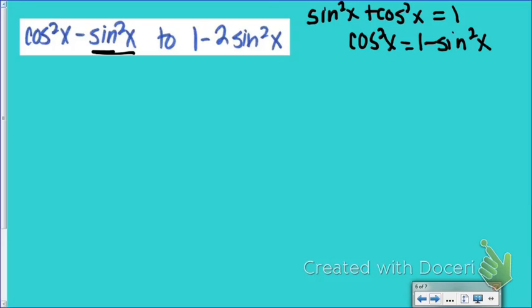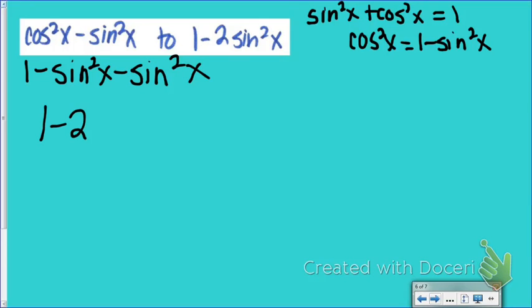So I'm going to replace that cosine squared with 1 minus sine squared. And then I still have the original minus sine squared. And now it's just simply a matter of combining like terms. So all I have to do after this is combine those two sine squareds together, and I get my final answer that I'm looking for: 1 minus 2 sine squared.